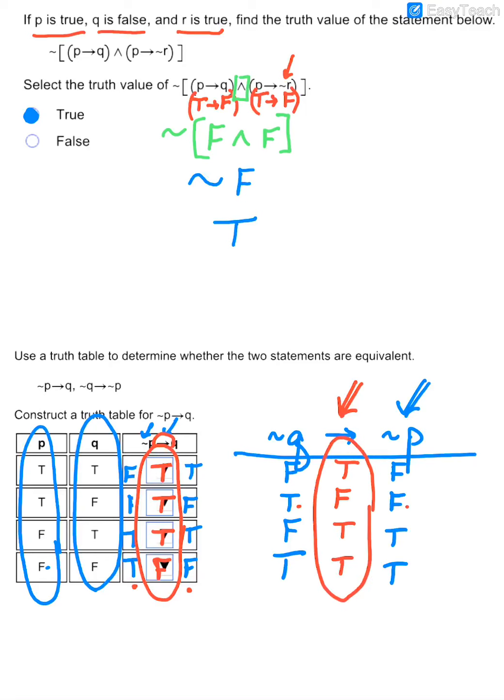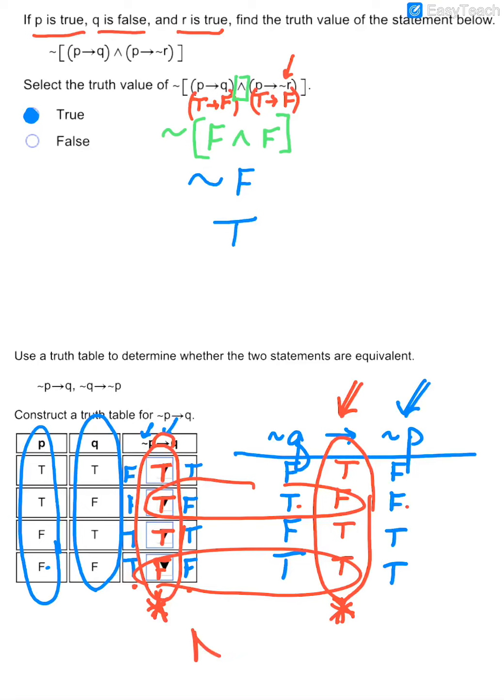So when I compare my final answers to this statement with my final answers to that, notice they are different. Row 2 here is different and the bottom row is different. Well, if there's any difference, they are not equivalent. They have to be exactly the same in order to be equivalent. So these are not equivalent.